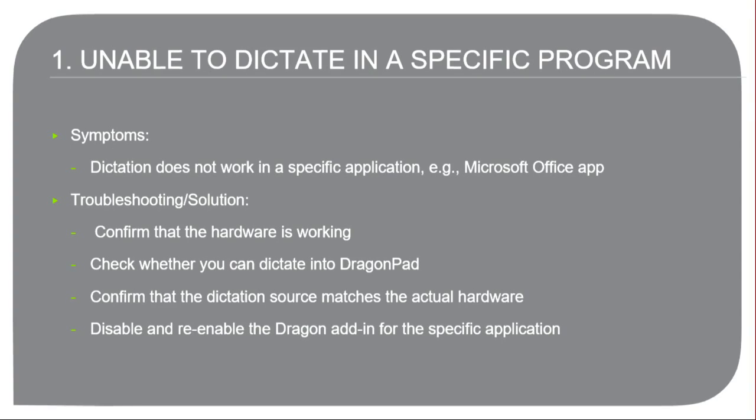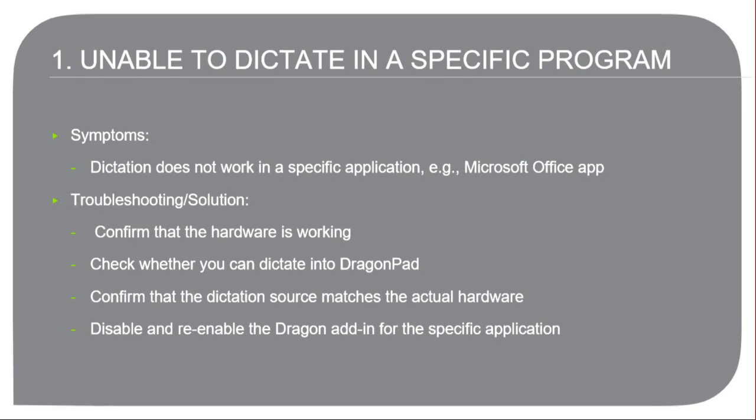First one, unable to dictate into a specific program. And typically this will be something like a Microsoft Office application where you've been working with Word perhaps or Outlook and suddenly dictation has stopped working. So what do we do then?